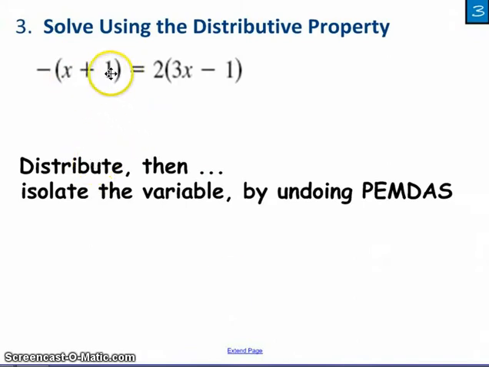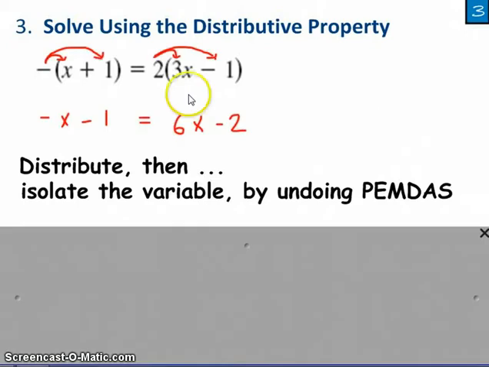Sometimes x is going to be inside parens with a number outside it that has to be distributed. In this case, this is a fairly ugly problem where I've got x's on both sides, and I've got a negative outside one of those parens. Well, distributive property means I'm going to distribute the negative to both of these. I'm going to distribute the 2 to both of these things in the parens. So on the left side, I've got negative x now minus 1, and on the right side, I've got 6x minus 2.